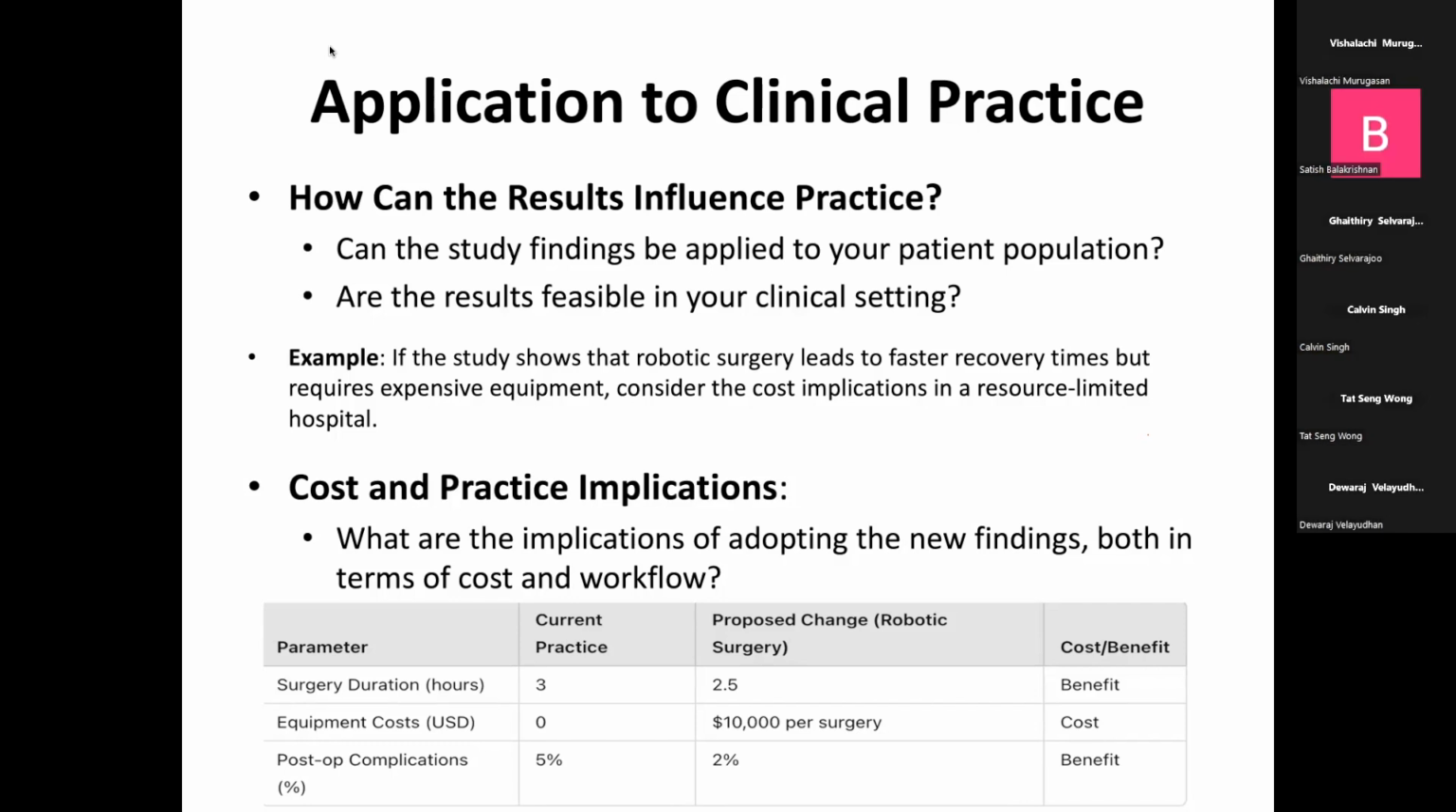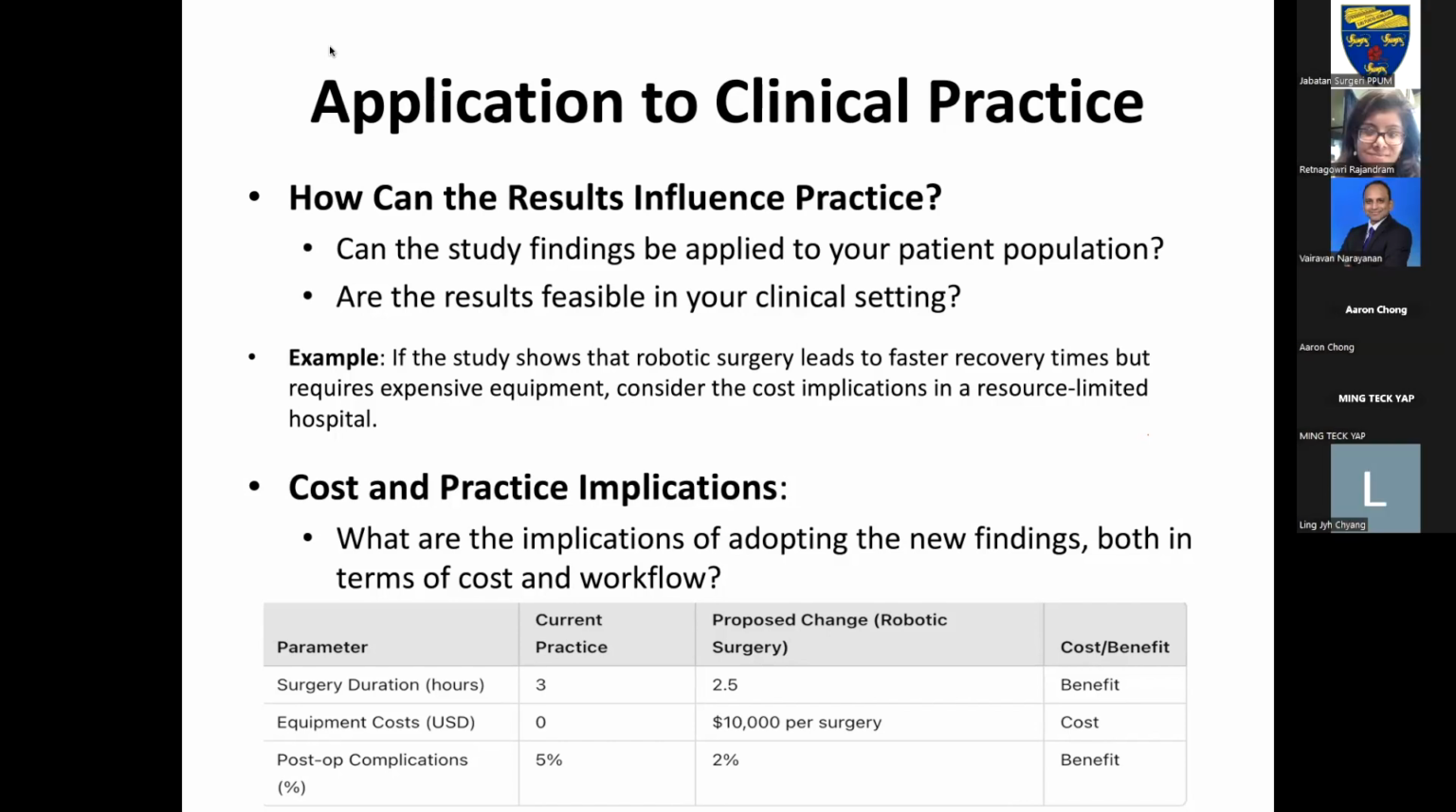For the longest period, robotic surgery was not applicable to our own clinical practice, primarily because we didn't have a robot in our setup, right? So you also want to know whether the results are feasible in your clinical setting. This must always be presented in your critical appraisal, because there's no point reading an article if you're not going to translate it into your own practice. That's the whole point of reading the article and applying evidence-based practice.